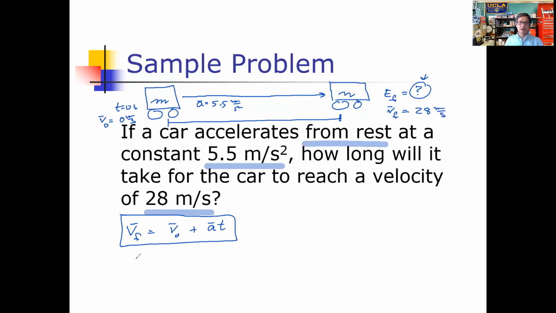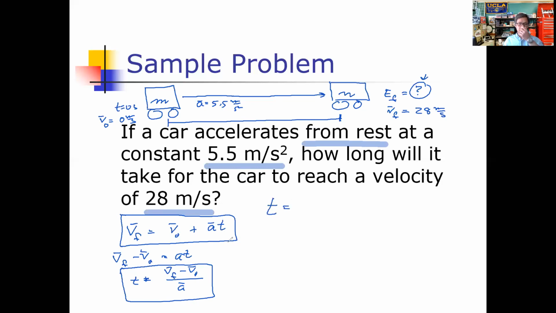Let's go ahead and rearrange this equation to solve for time. Start out by subtracting v initial from both sides. So we have v final minus v initial is equal to a times t. We're solving for time, so divide both sides by acceleration, a, which gives t is equal to v final minus v initial divided by a. And there it is. This is now the equation that we can use to solve for time. We've isolated time.